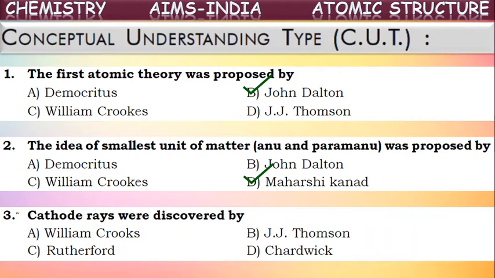Okay, next one. Cathode rays were discovered by... Actually, this cathode ray experiment or discharge tube experiment was done by William Crookes. The first time he did this experiment, he observed some particle emission inside the discharge tube. When a gas is taken inside the discharge tube at a very low pressure and a high voltage current is applied, he observed that certain particles are emitted. But he did not give much clarity about what kind of particles those were.